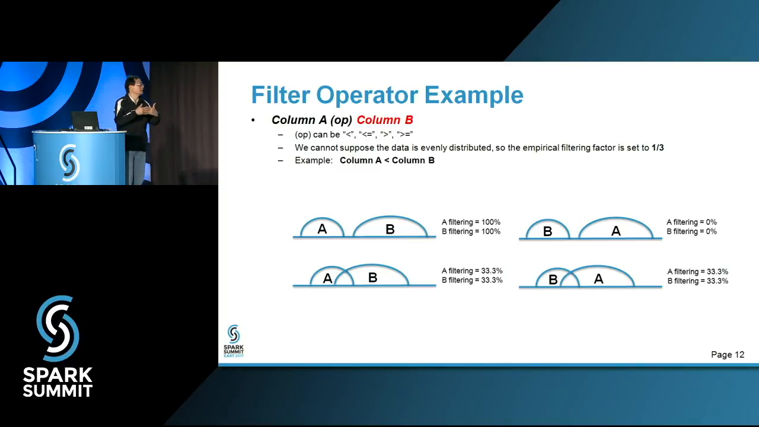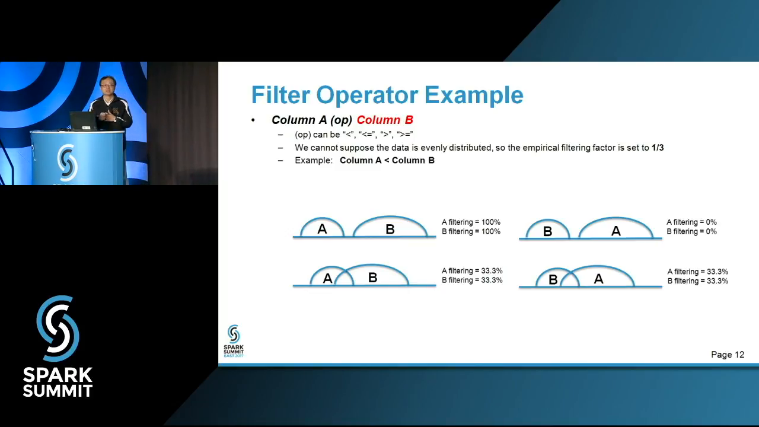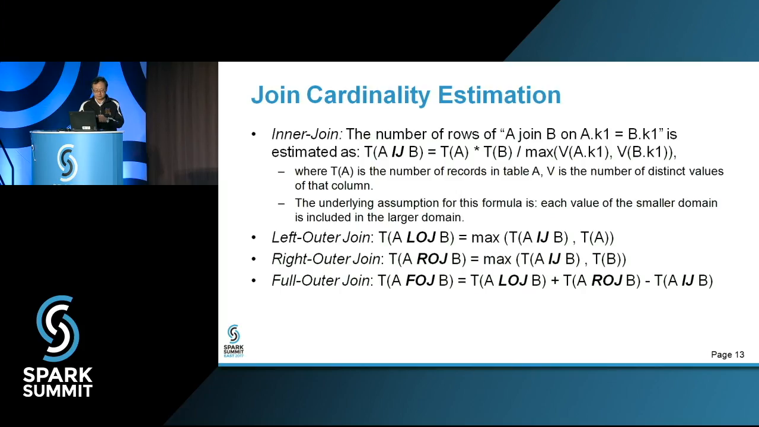But if column A and column B have some overlap, then we use this empirical result. Basically, it's 1/3, 33.3%. And we got this idea from the book Database System: The Complete Book, written by Jeffrey Ullman.